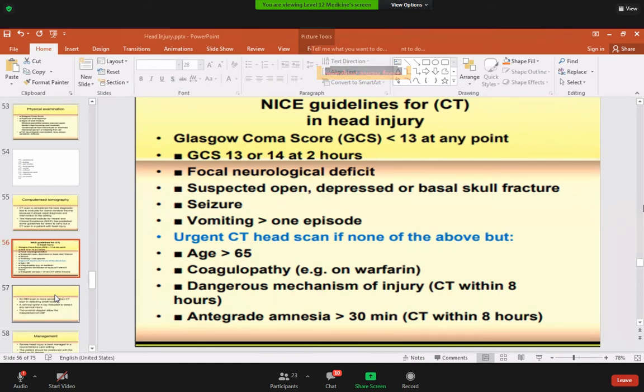Or if the patient has anterograde amnesia. There is retrograde amnesia and anterograde amnesia. Retrograde is if he forgets the things that were before the injury, and anterograde is if he forgets the things after the injury. If it is more than 30 minutes after the injury, and he has a loss of memory of the events occurring afterwards, go for a CT scan.